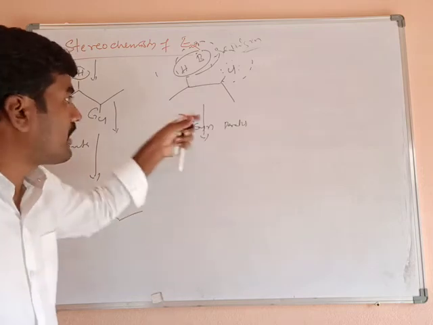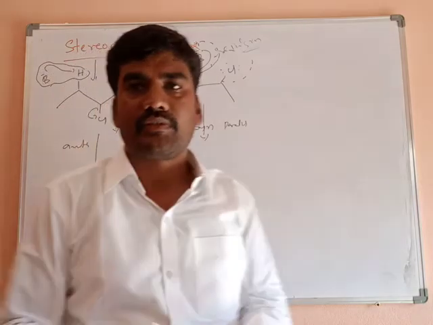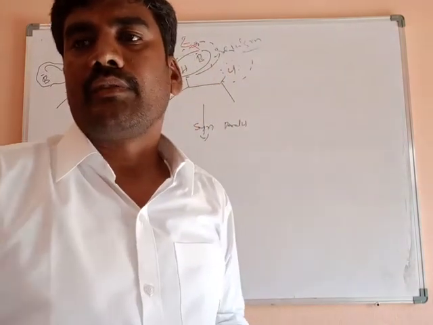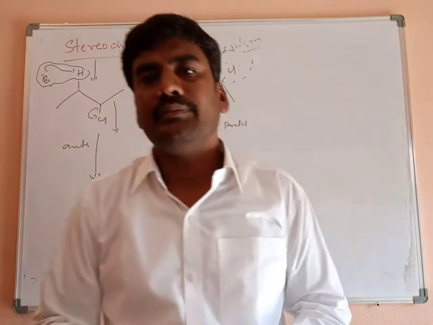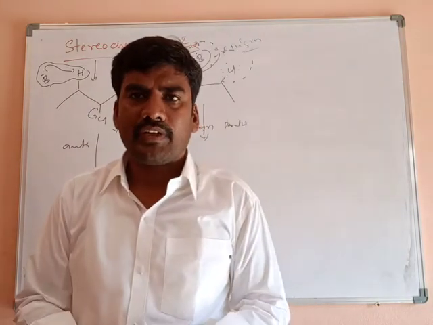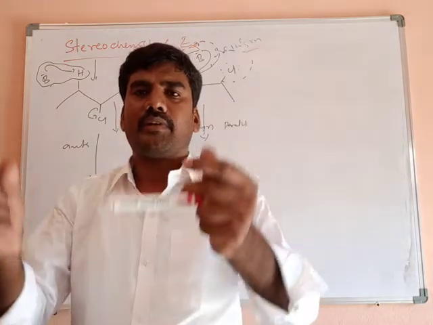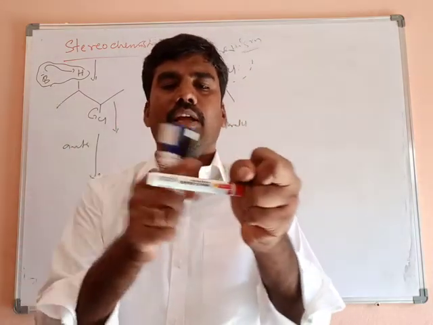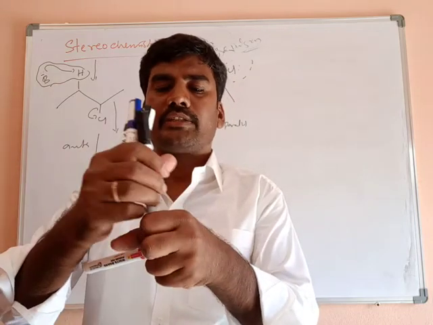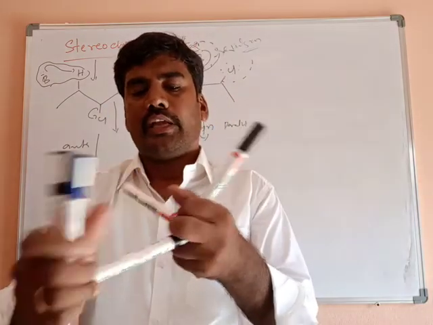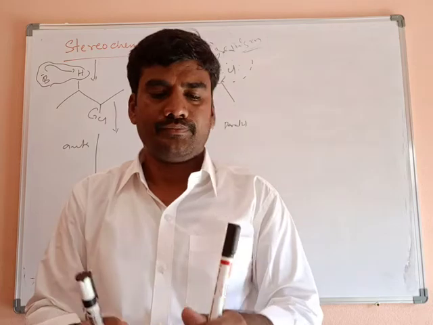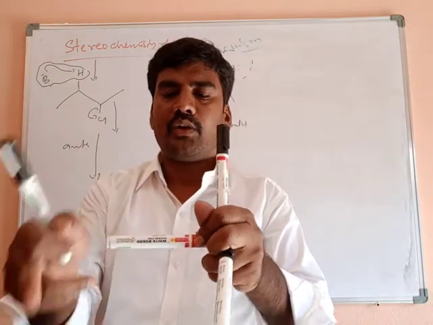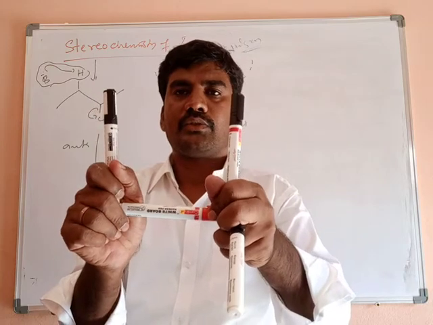Now these two are called conformers. What are they? Conformers. In these alkanes, the carbon-carbon bond is a single bond. Between carbon and carbon, which bond is there? Single bond. For example, these two are carbon atoms. This carbon has 3 hydrogen atoms like this in an alkane, and the right side also has 3 hydrogens.